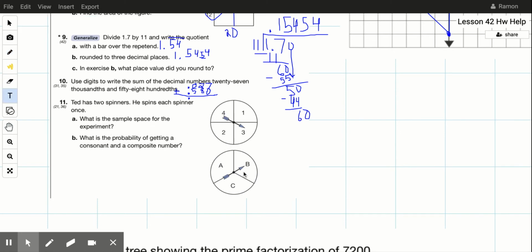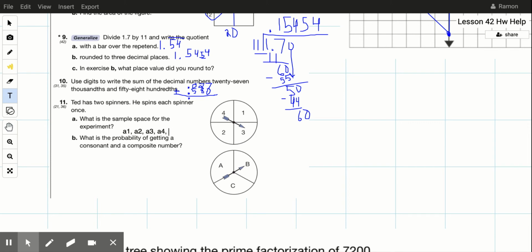So you have to list everything that could possibly happen in the combination of the spinners. So let's start with, let's say, 1. So what could happen? Well, we'll go with A because there's fewer letters than numbers. So your results could be A1. You could also have A2, A3, and A4.